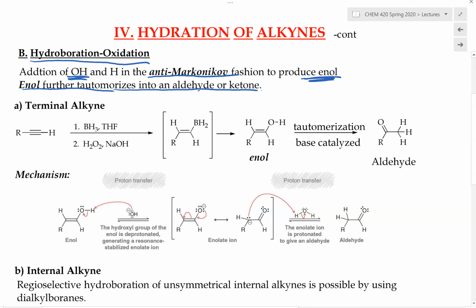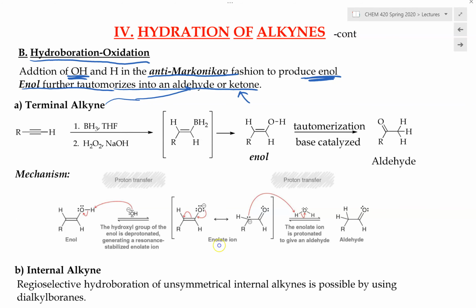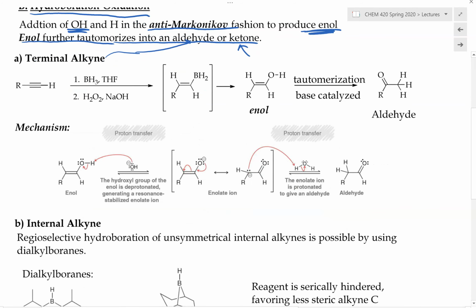Yes, if we were to have a terminal alkyne, then this would tautomerize into an aldehyde. Versus if we were to have an internal alkyne, then it would tautomerize into a ketone. So this is how the starting structure of the alkyne would produce different types of products. And now let's go over the mechanism of this reaction right here.